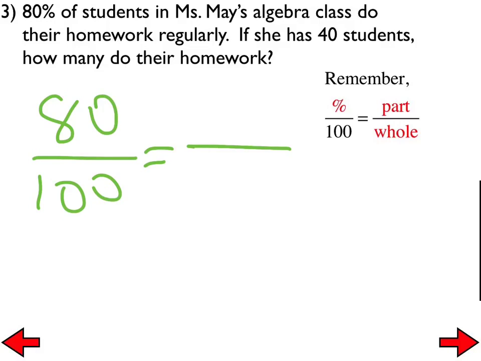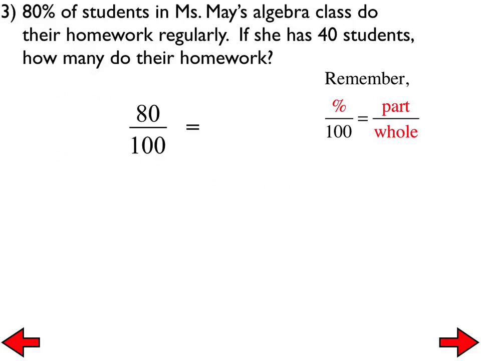40 students, is that the part or the whole? Is that the whole class or just some of them? That's the whole class, so that's going to be the bottom number, which means your n's going to be the part. How many students, what part of her class does their homework? Go ahead and solve this one.